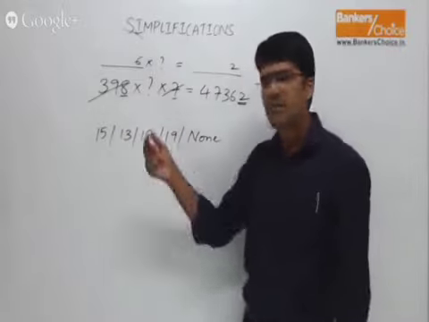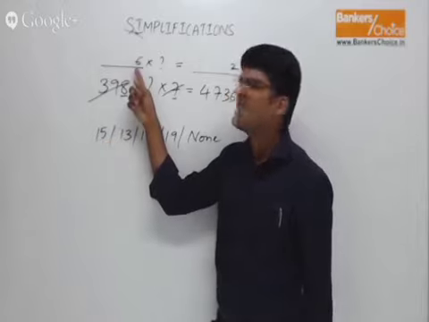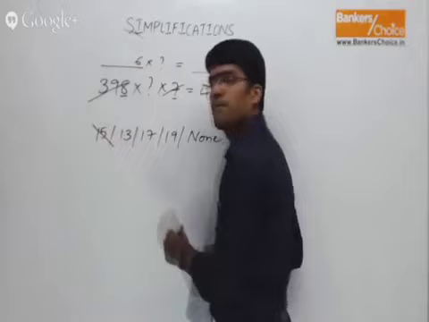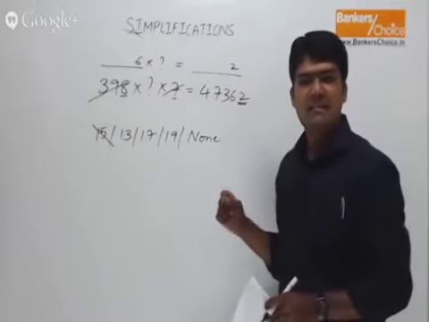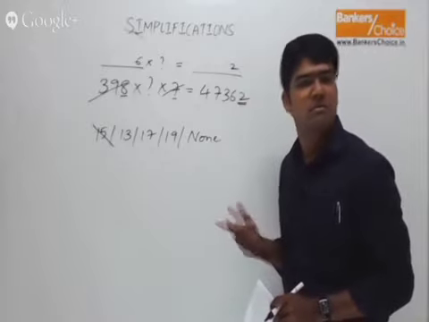Let's take 15. Assume 15 is the correct answer. If 15 comes here, what's the units place? 5. 5 into 6 is what? It ends in 0. What we want here? 2. Not possible. 3 into 6, 18. What we have here is 2. Not possible.